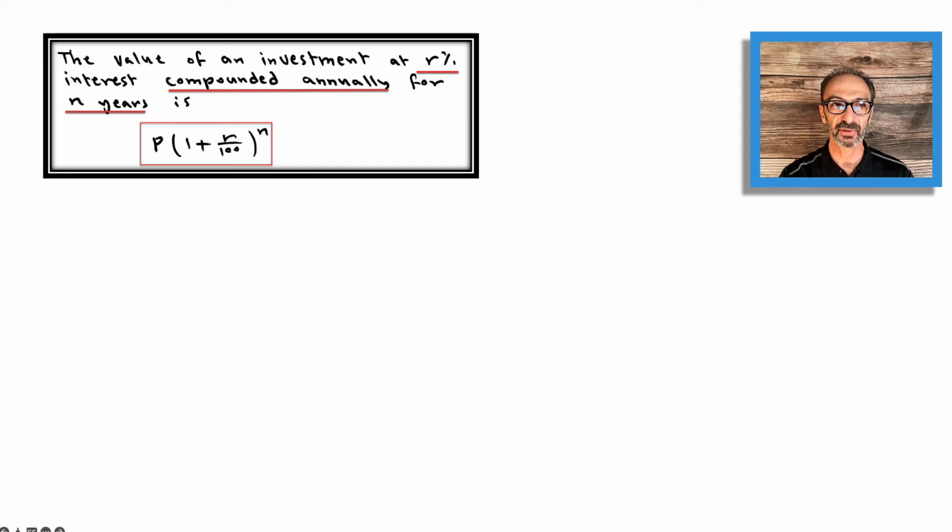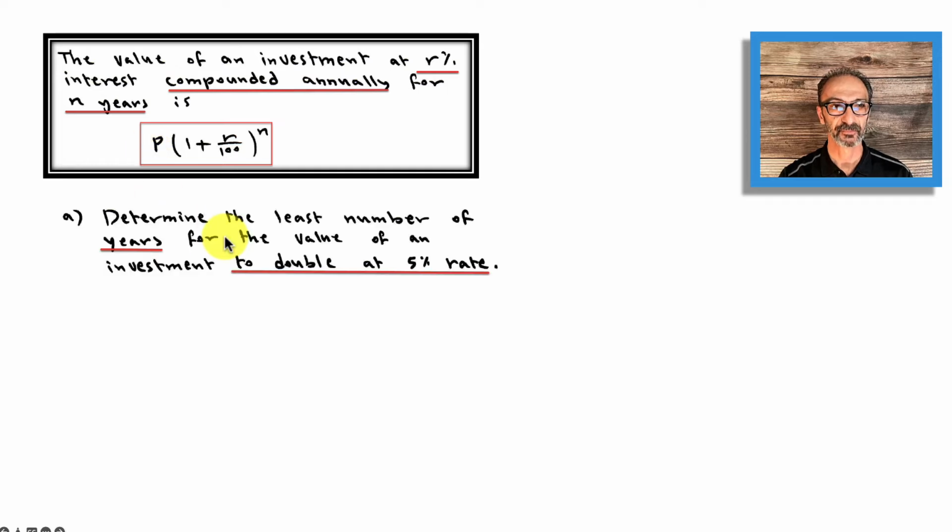We could try different numbers than 5%, as I'm going to show you, but there is no need. It's the same concept. The value of an investment at R% interest compounded annually for n years is the following. Here R is divided by 100 just to make sure that you write R in decimal form. n is the number of years and P is the initial amount. There's a more advanced way to do this, but we're just using the shortcut, which is called the rule of 72.